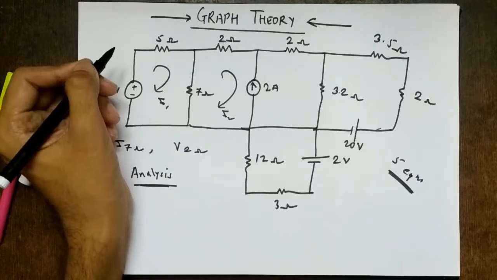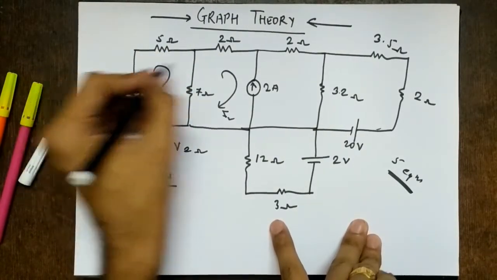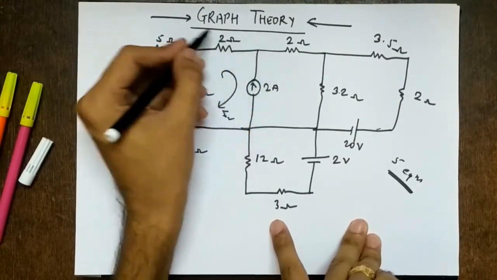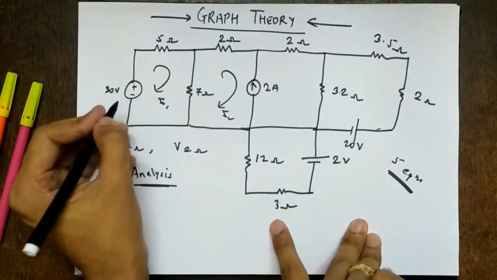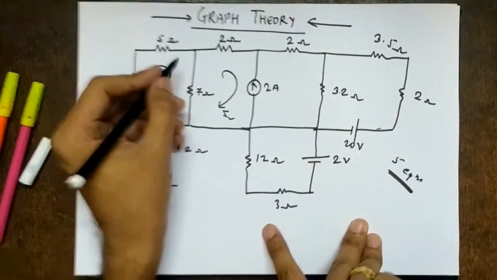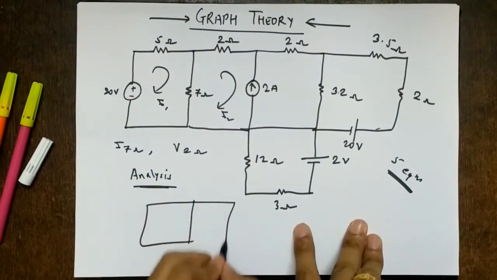And how it solves the problem is, it doesn't differentiate between a voltage source, a current source, or a resistor or inductor or capacitor as well. If you have them, I have just taken resistors. What it does is replace all of them by just lines. Means we will have something like this only.